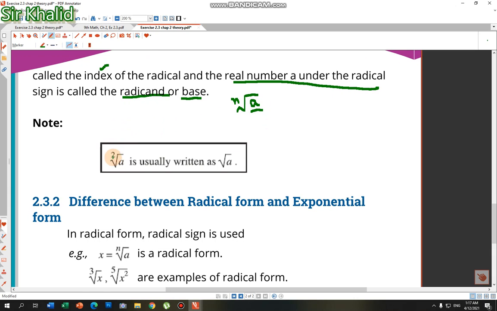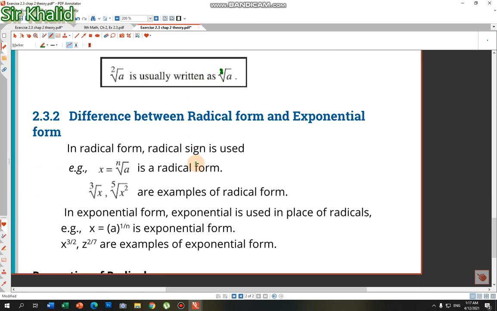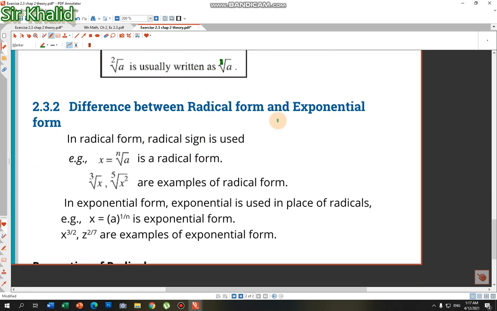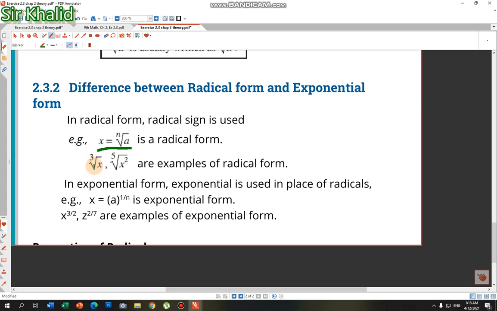Note it down here that the 2nd root of a is usually written as the square root of a only. It is understood that here the index is 2. Difference between radical form and exponential form. In a radical form, the radical sign is used, such as x is equal to the nth root of a. More examples are the third root of 5x, or the fifth root of x squared. These are examples of radical form.